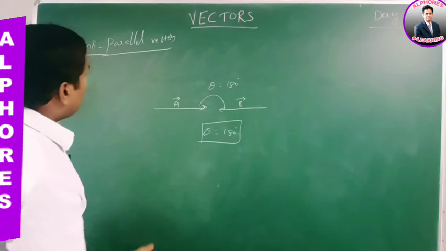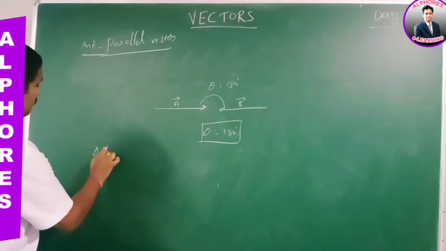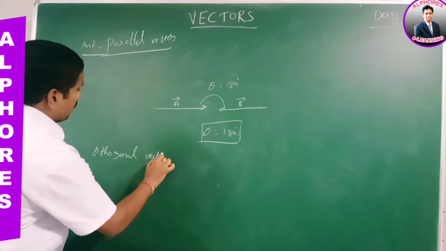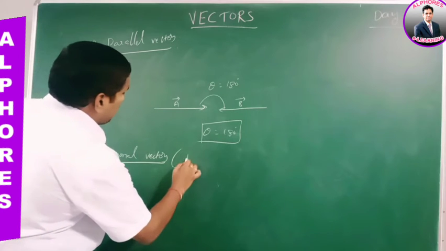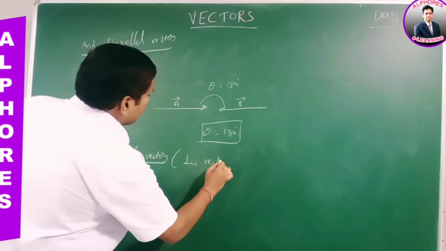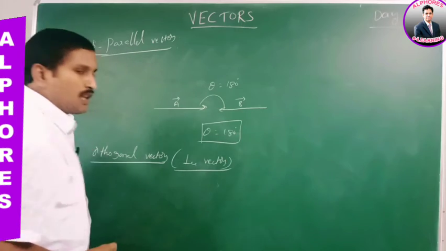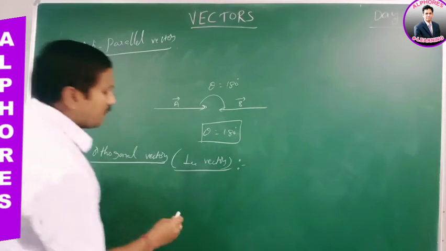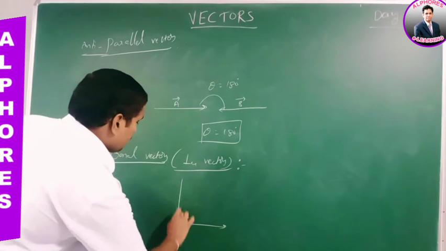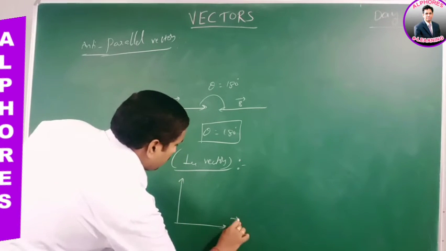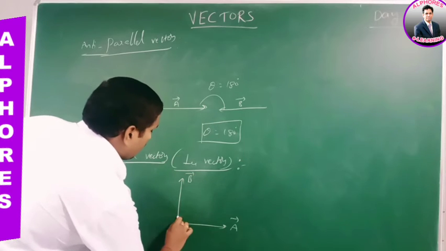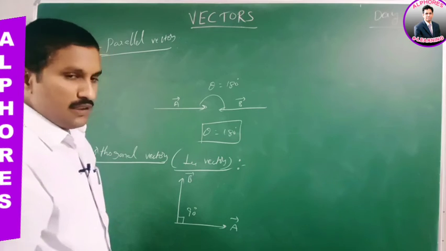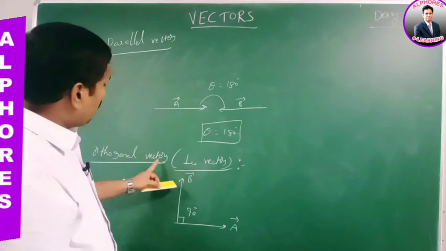Then what about the orthogonal vectors? Orthogonal, sometimes perpendicular vectors. What is meant by perpendicular or orthogonal vectors? If two vectors are perpendicular to each other, like this is A bar, this is B bar, listen all of you, which are inclined by an angle of how much? 90 degrees. Then these vectors are said to be perpendicular vectors or orthogonal vectors.